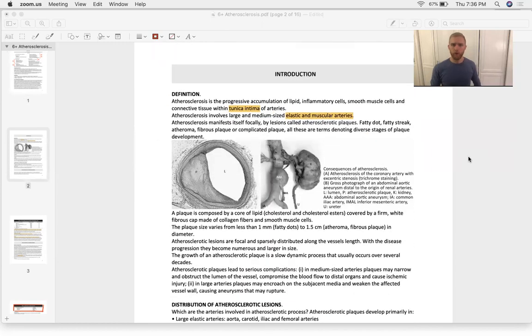So atherosclerosis is a thickening of the arteries, and it occurs naturally over time in almost everybody. And as you increase in age, the chance or likelihood that you get atherosclerosis only goes up. Nothing seems to make it go down over time.